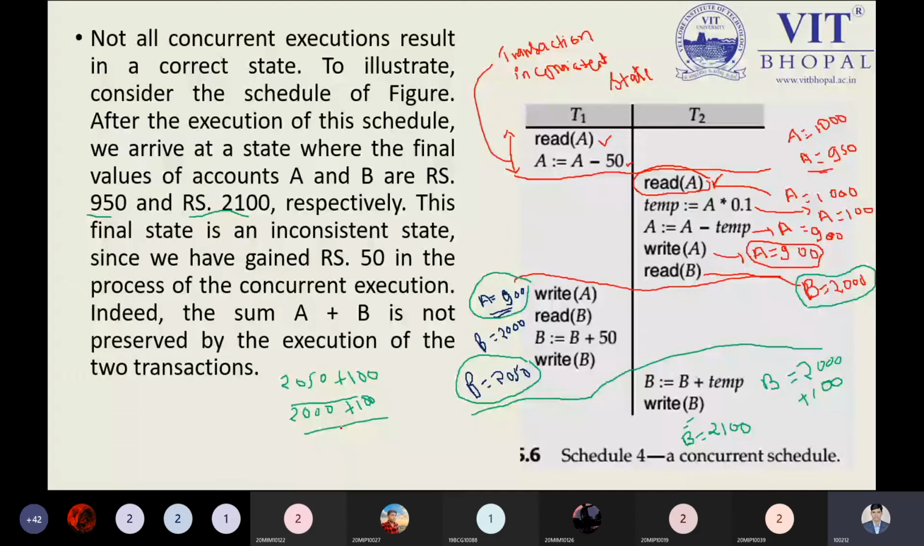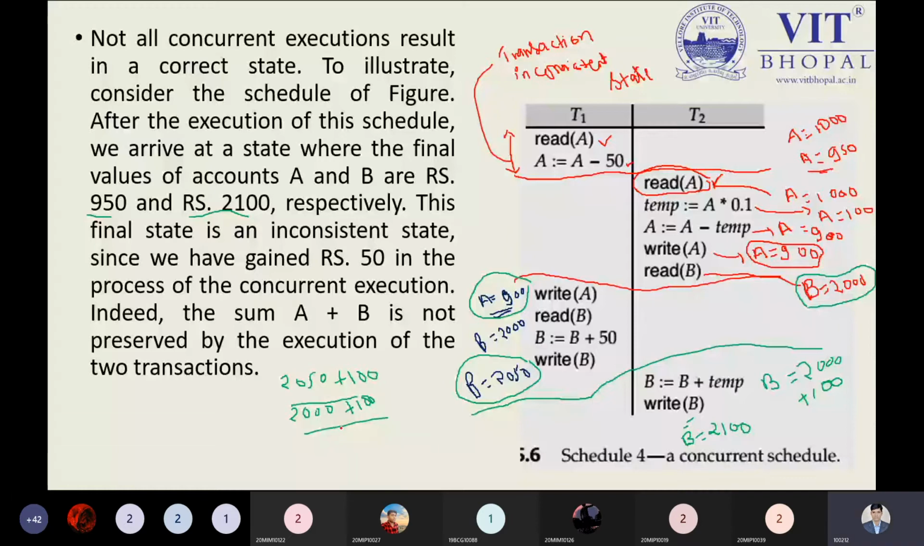So before writing B, transaction T2 already read the value of B, and that was 2000. So that's why 100 rupees was added to the 2000, not the 2050 rupees. That is a key point you have to keep in mind. Now this picture is clear.